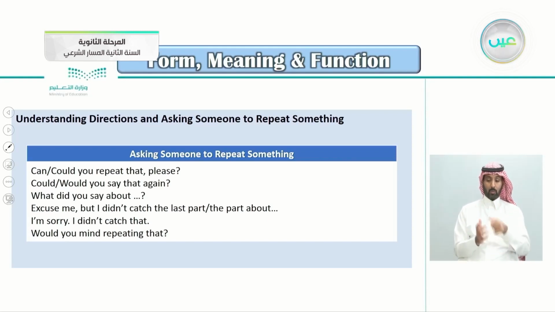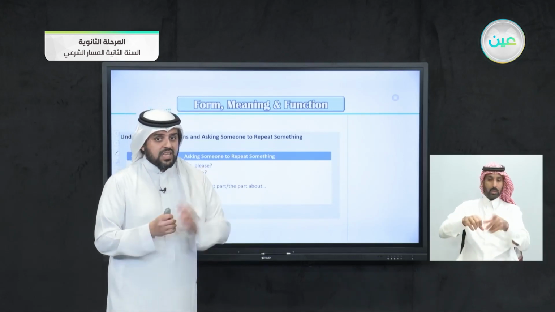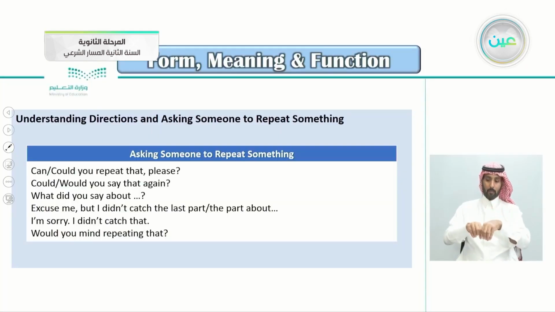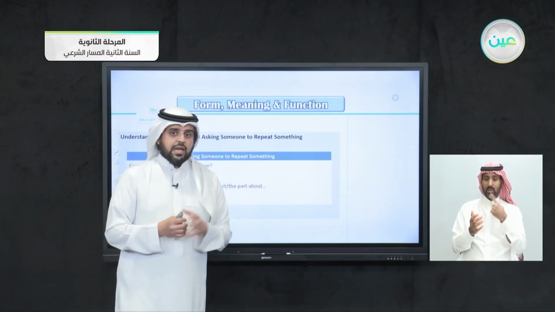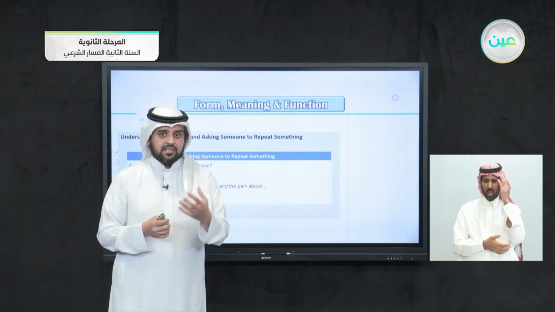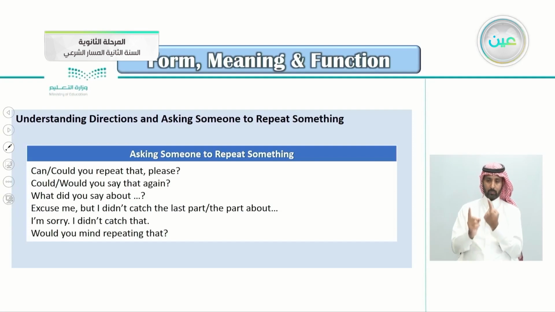Would you or could you say that again? What did you say about the mosque? For example, that the bank is next to the mosque. Excuse me, but I didn't catch the last part, or the part about the mosque. Once you started talking about the mosque, I didn't hear you well, and so on. Can you repeat what you said about the mosque or the last part?